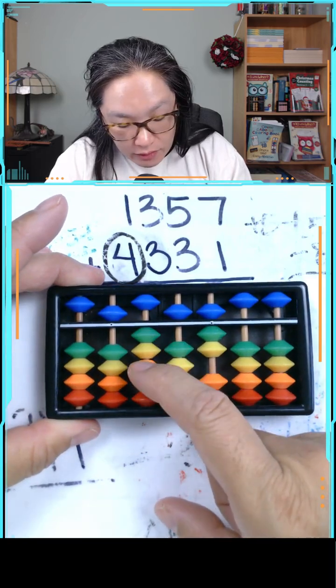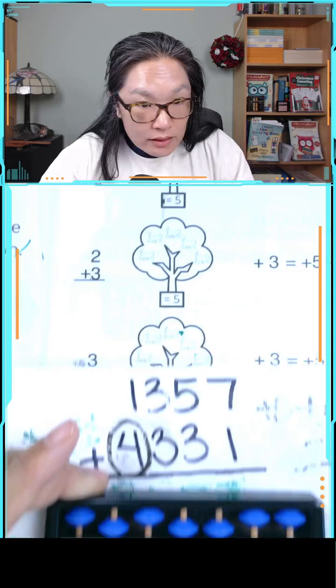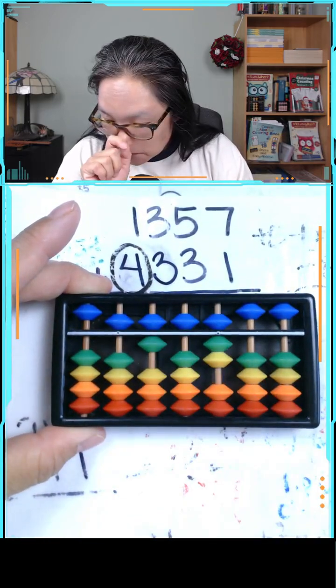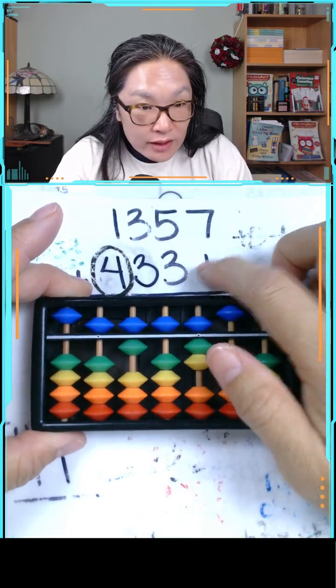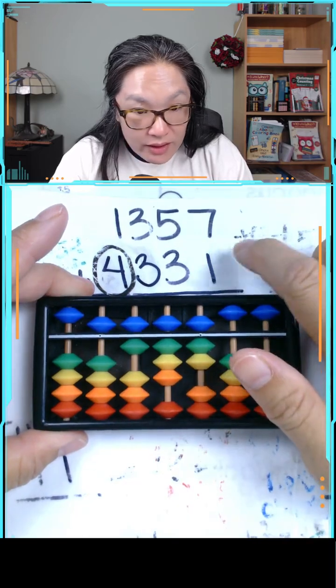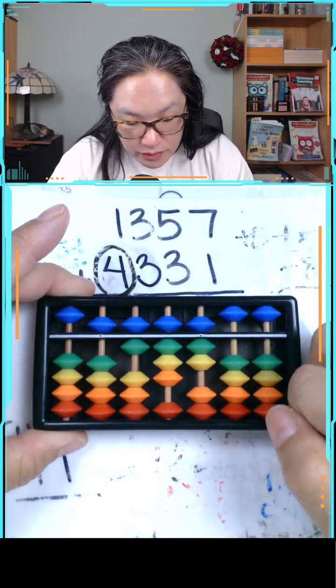Add the 3. We know how to add the 3. Remember how to add the 3? Adding the 3 was what? Plus the 5 minus the 2. And then we have 3 here. We have 1, 1, 1. That's 3 ones. And then we have another one. Yes, that's what it is. Plus the 5 minus the 2.